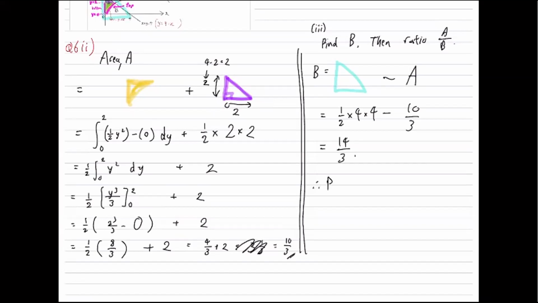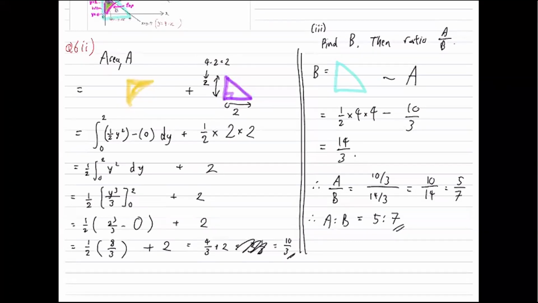And therefore the ratio is, okay, maybe I don't write ratio first, I just write A/B. A is 10/3, B is 14/3, so the ratio is 10/14, which is 5 to 7. Can? Not that bad, huh? Okay, good. Now we try the next one.